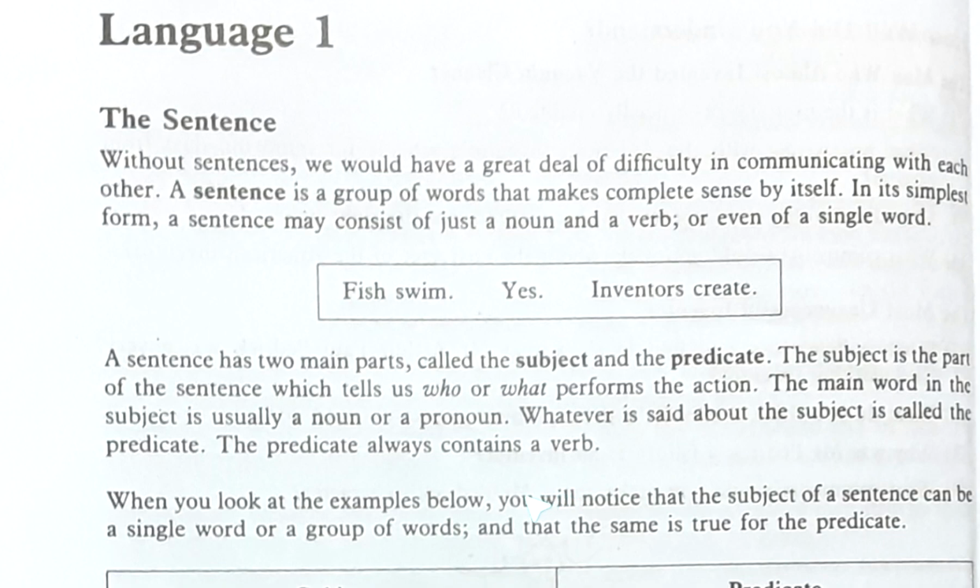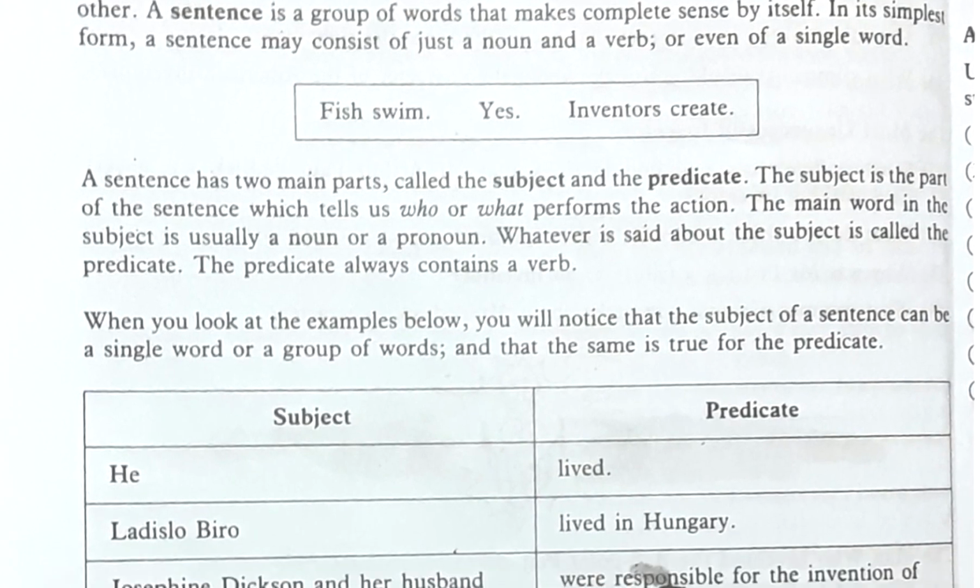So there is an easy way to find out the predicate and the subject. That is, after getting the verb, if you put who or what just before it and ask the question, the answer you get is the subject. Later we will get it. When you look at the examples below, you will notice that the subject of a sentence can be a single word or group of words, and that the same is true for the predicate. So let's see what is written here.